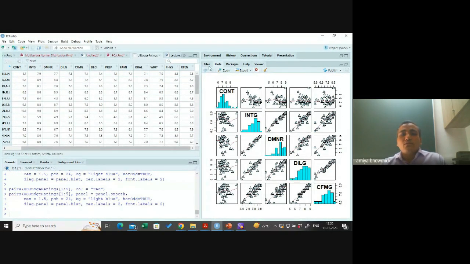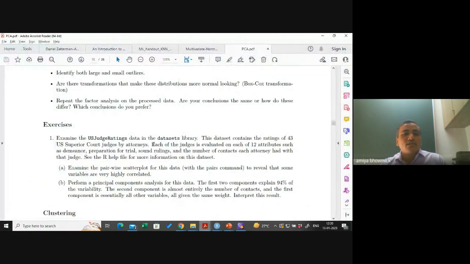So do the same exercise. Examine the pairwise scatter plot for this data. We can use the pairs command to reveal that some variables are highly correlated, which is what we observed. Then perform a principal component analysis for this data; what we have learned on PCA will be revised for you. The first two components explain 94% of the variability, which you verify on your own. The second component is almost entirely the number of contacts, and the first component is essentially all the variables, all having the same weight.